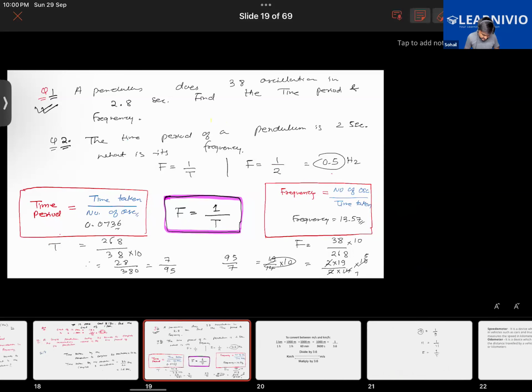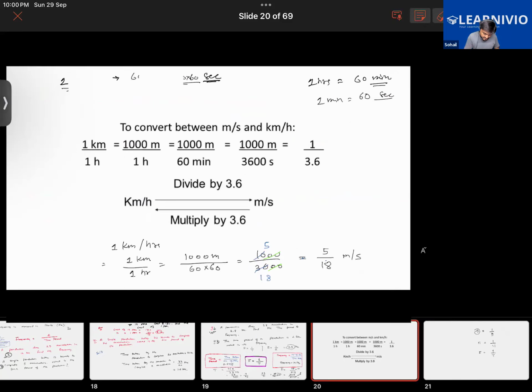See, just 1 minute. I don't know, there's some glitch in the software. Every time I try to erase it, the page changes to the next page.